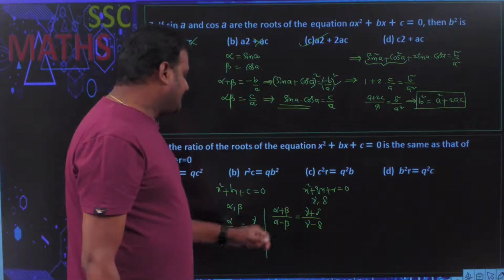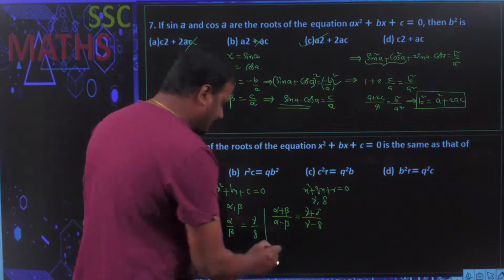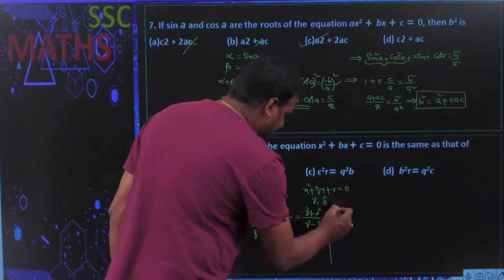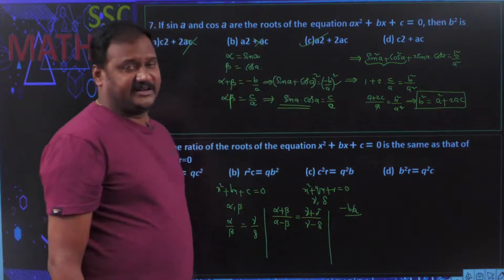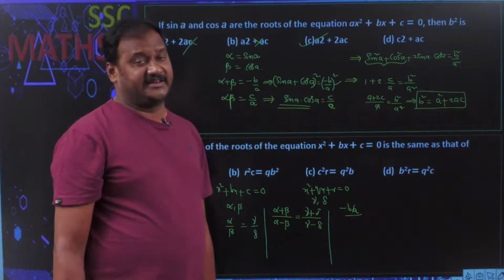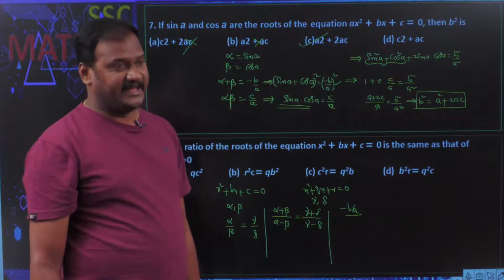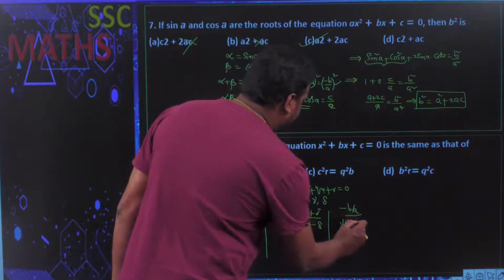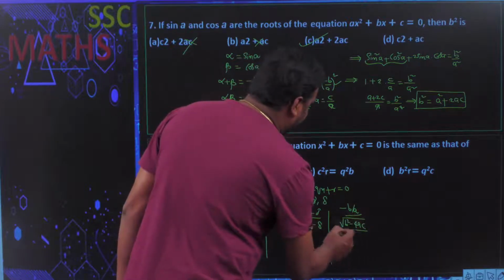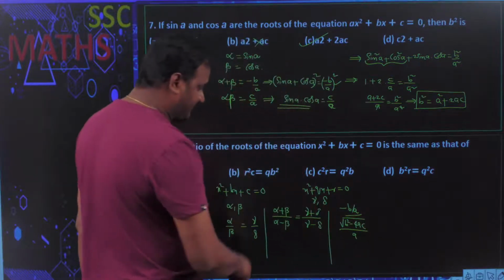What is the formula for alpha plus beta? Alpha plus beta is equal to minus b by a. I would write here, minus b by a divided by, what is alpha minus beta? Difference of roots is root over b square minus 4ac by a. Root over b square minus 4ac divided by a. This is about the left hand side.